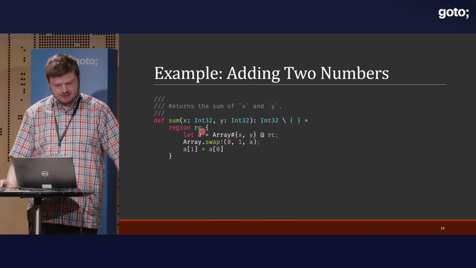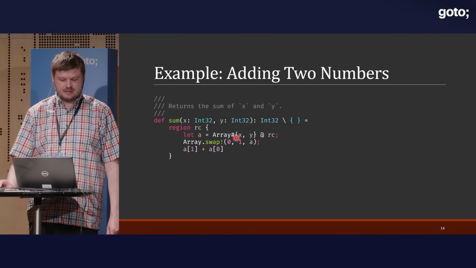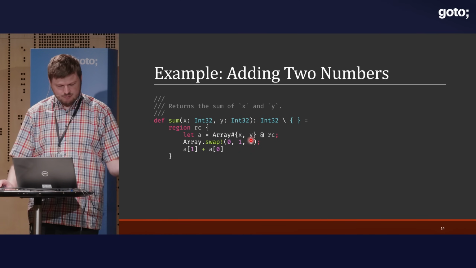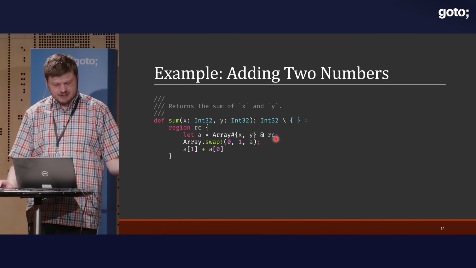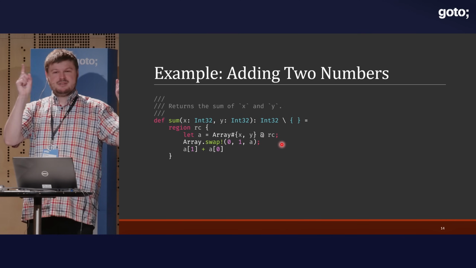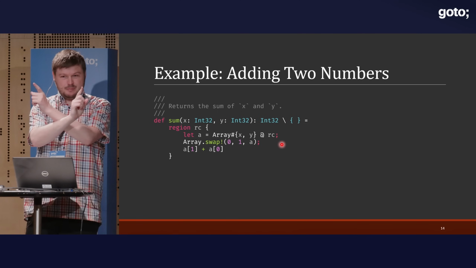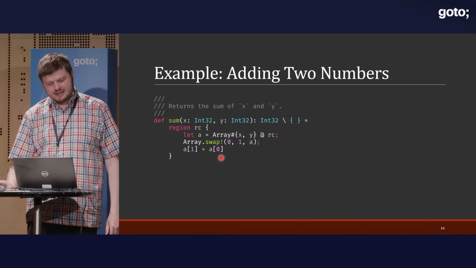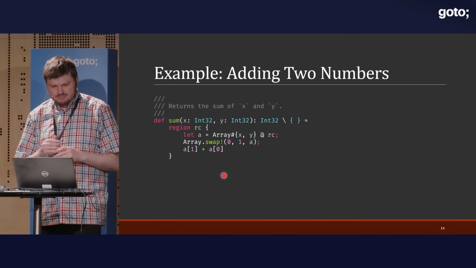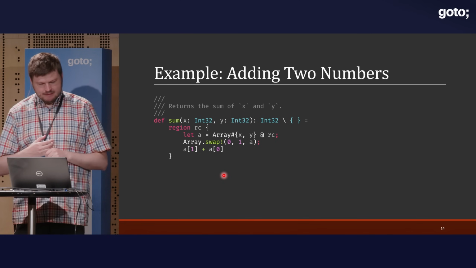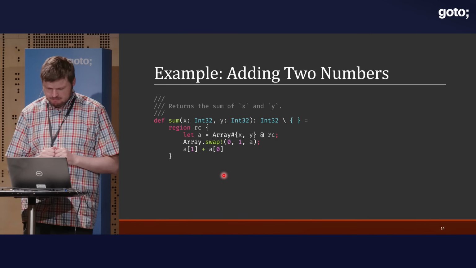I say here region starts. I want to allocate an array. This is just a syntax for an array of length 2. The first element is x and then y, and it belongs to region RC. Then I'm going to call some swap function that's going to swap the first two entries in an imperative way, so actually changing the array. And at the end, I index them and I add them. So this adds two numbers in a stupid way. So the point is, this is pure.